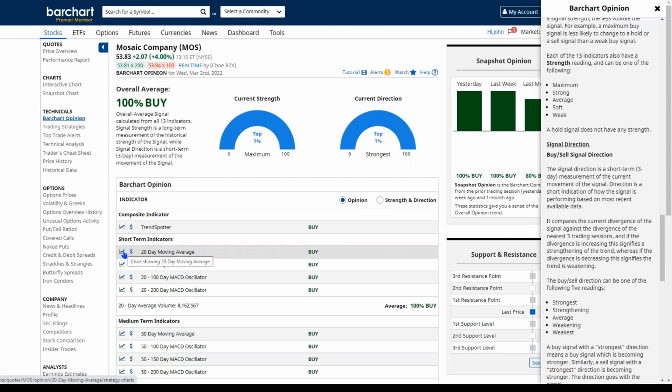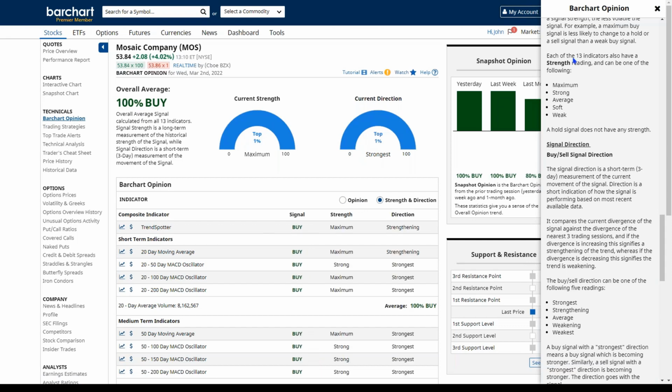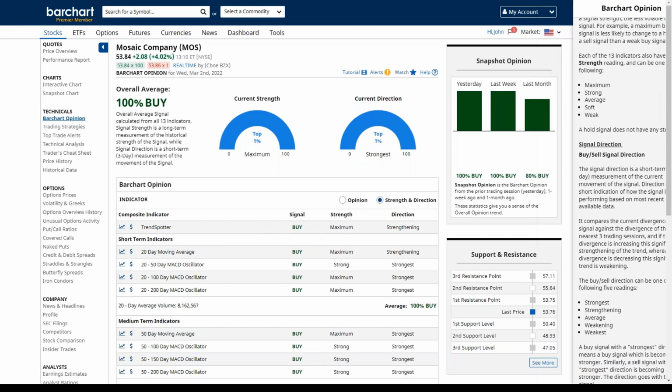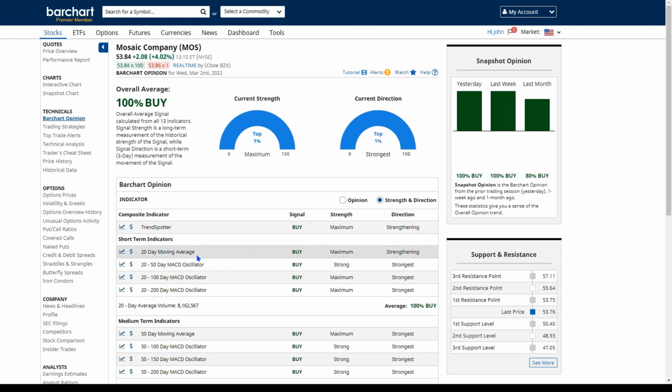So again, let's go back to our chart. First, let me turn this on, get rid of that. So here's my 20-day moving average again. And you can see that our strength, our longer time frame, is at the maximum. And that's telling us that over the last 200 days, this 20-day moving average is very, very strong. And what is the momentum? Well, it's strengthening. In other words, over the last 3 days, we should see price movement increasing based on the 20-day moving average.